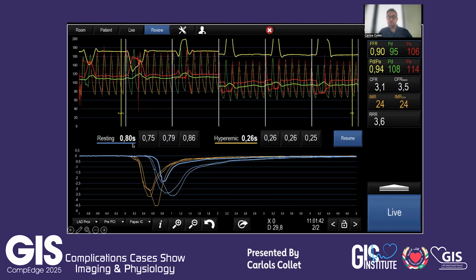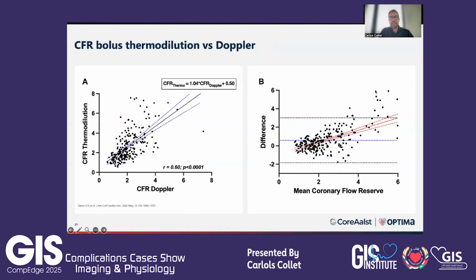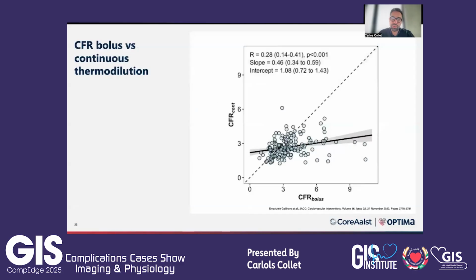The resting time, which was the time that it took for a red blood cell to come from the ostium of the coronary to the distal part, was 0.8 seconds. Now, after hyperemia, it becomes 0.26 seconds, and basically this leads to a CFR of 3, which is normal. Good. Now, this CFR derived from bolus thermodilution correlates well with the CFR derived, for example, from Doppler. And I have to mention that the CFR derived from thermodilution slightly overestimates the CFR derived from Doppler, but you see the correlation on the slide.